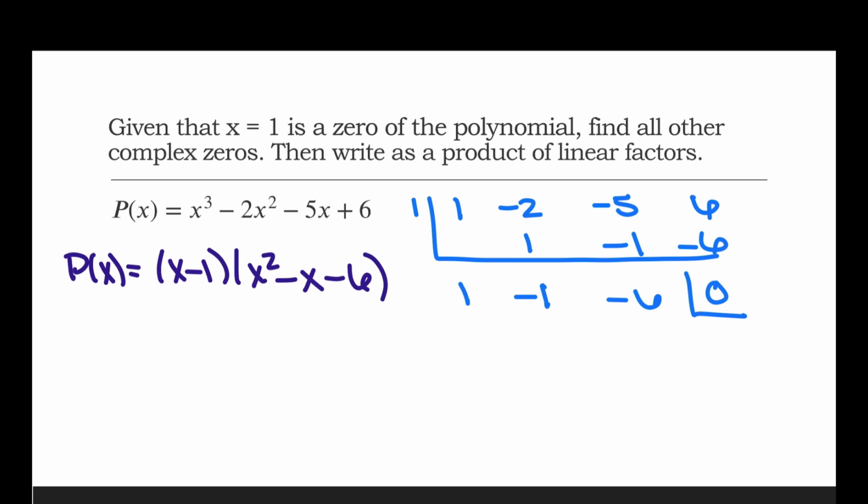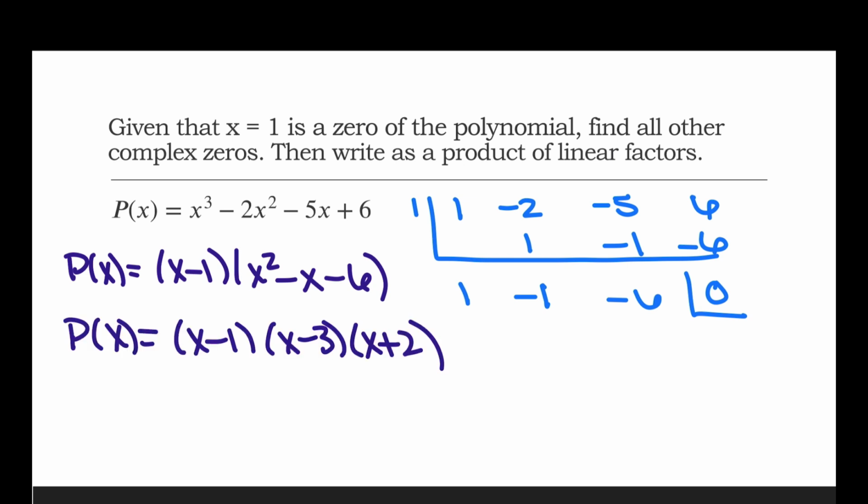X squared minus x minus 6 is something we can factor. 6 is 3 times 2, and if we do a negative 3 and a positive 2, that does add up to give us the negative 1 for the middle term. So my polynomial is factored now.